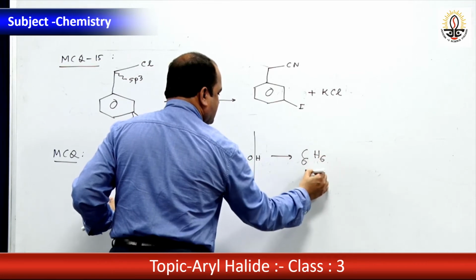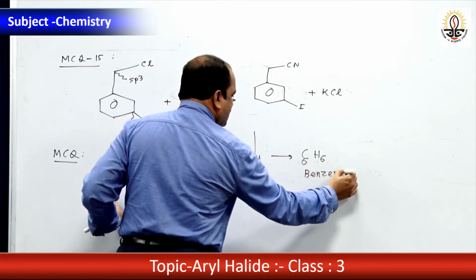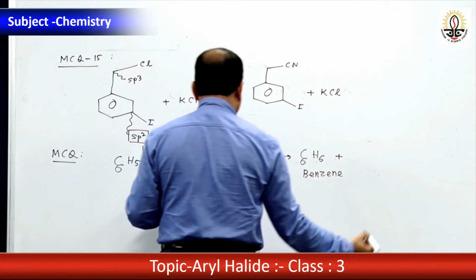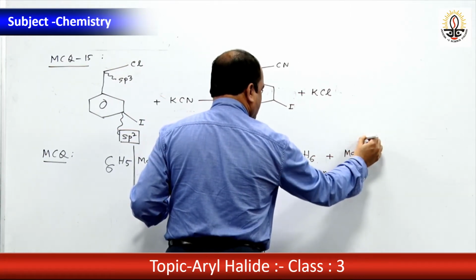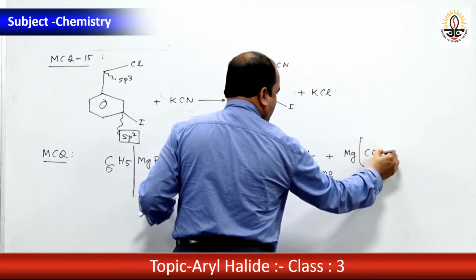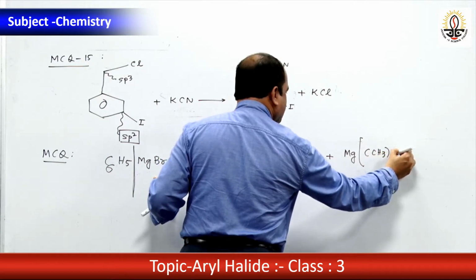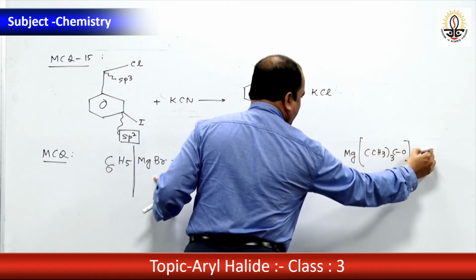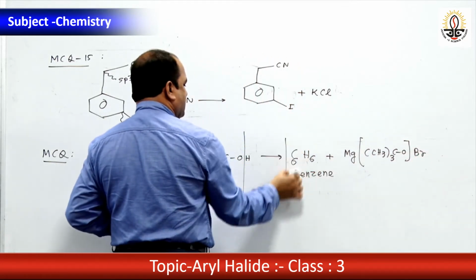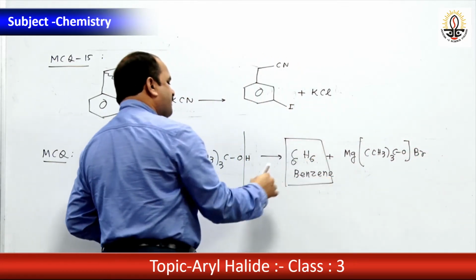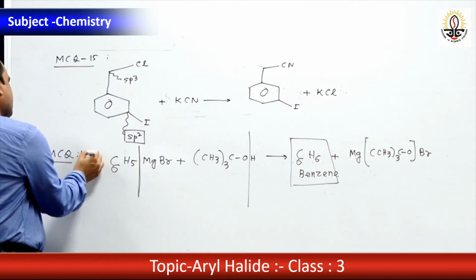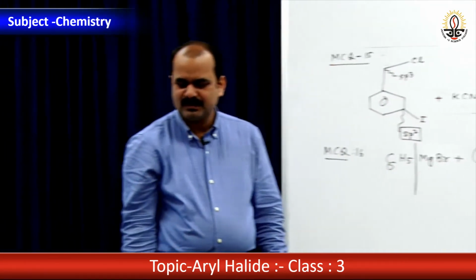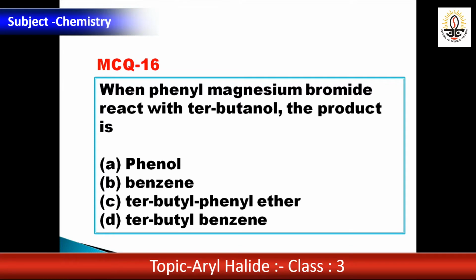C6H6 is the main product. It is benzene, with byproducts Mg and CH3CO Br. So benzene is the main product. The correct answer of multiple choice question number 16 is benzene, so the second option is correct. When phenyl magnesium bromide reacts with tertiary butanol, or tertiary butyl alcohol, the product is benzene.